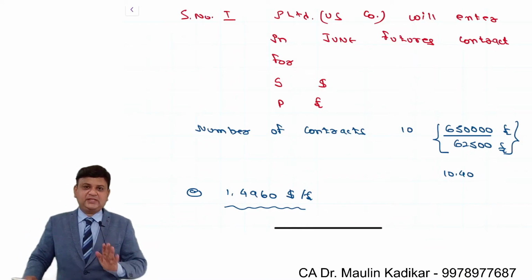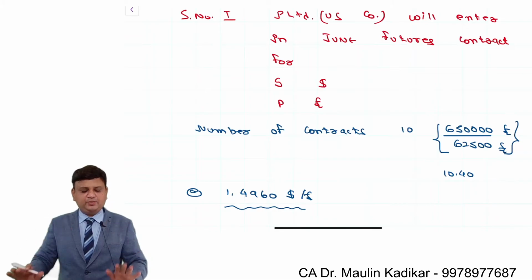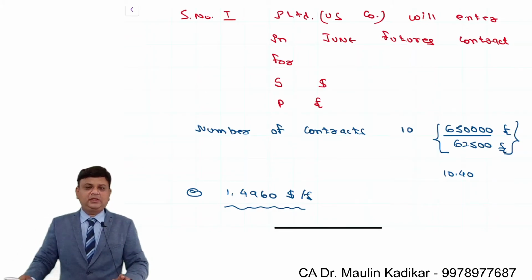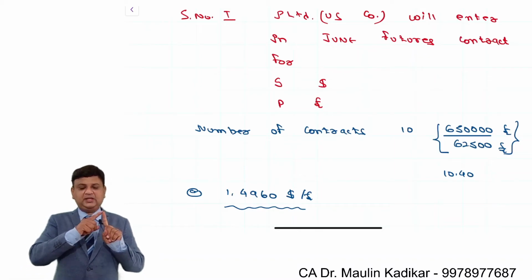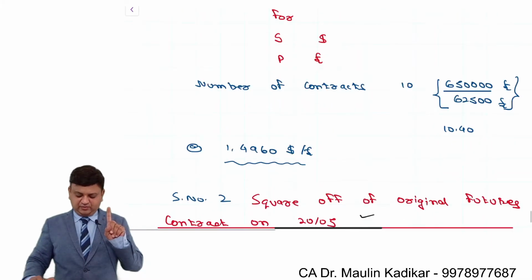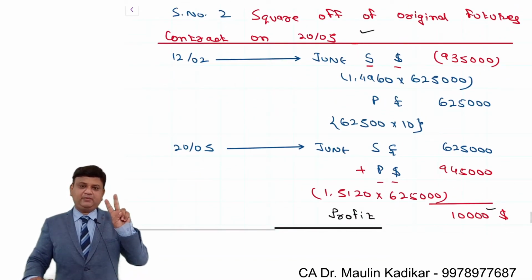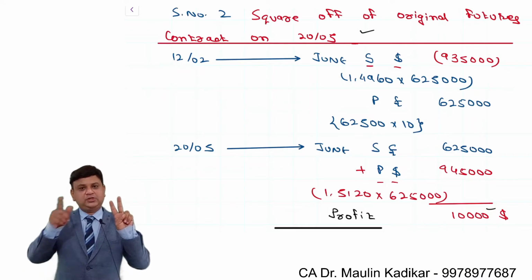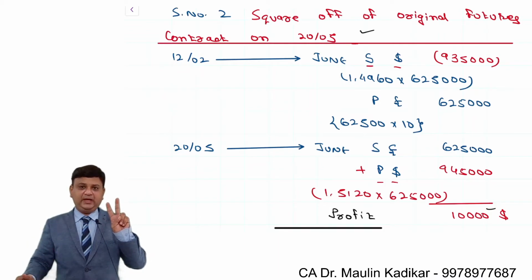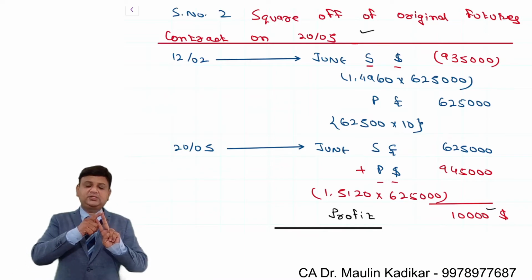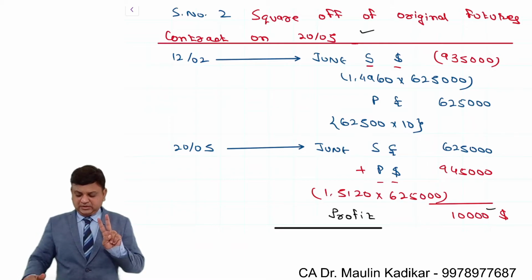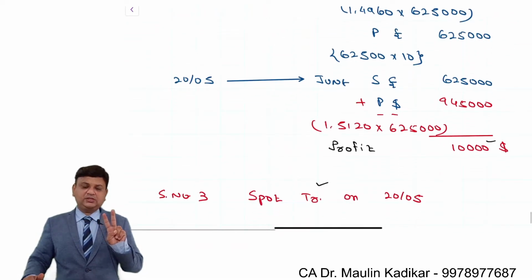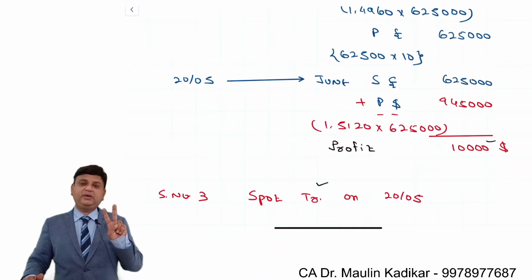So let us have now understanding. Everybody is requested to properly pay attention. The process of doing answer is very simple. Step number 1, enter into the futures contract for the month of June for sell of dollar and purchase of pound. Step number 2, square off of the original futures contract on 20th of May. That is the date on which you are going to make the payment of the consolidation. This profit or this loss may be in the domestic currency or it may be in the foreign currency.